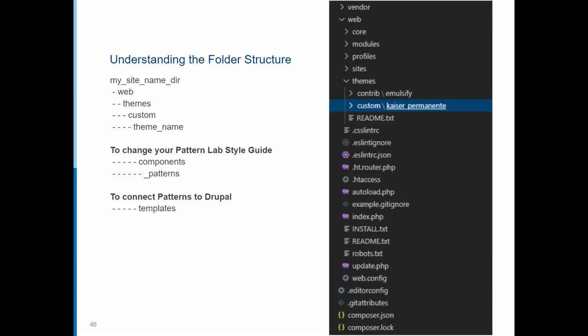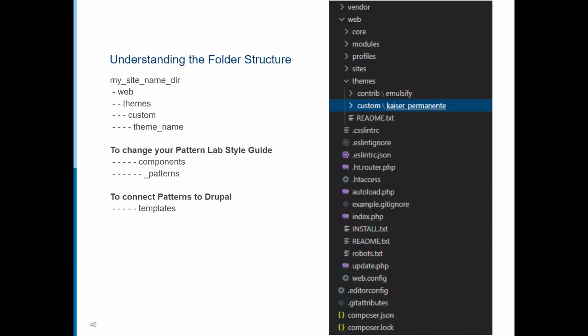And what I mentioned earlier is that what Emulsify does is it creates a contributed theme Emulsify and it copies over a copy of it to the custom folder, and then it creates your theme name that you generated. Now, when you open into the custom theme name, just know that you are working within the components folder, patterns folder. This is where you're doing your active development.